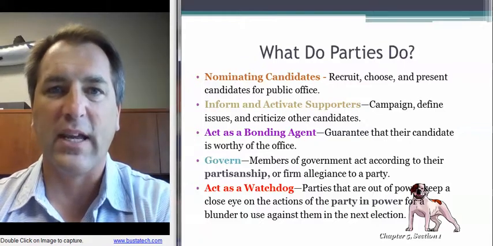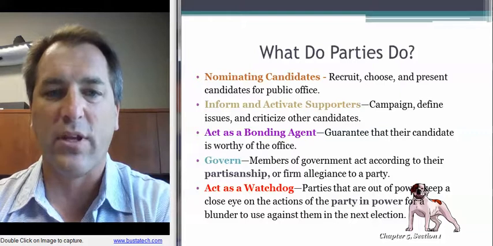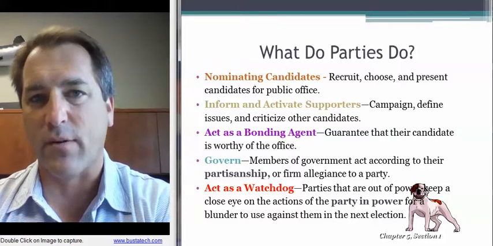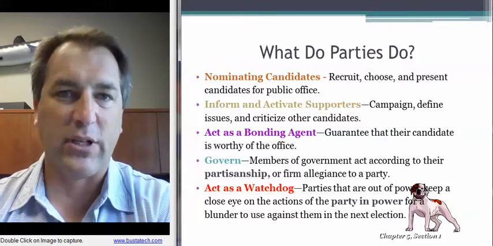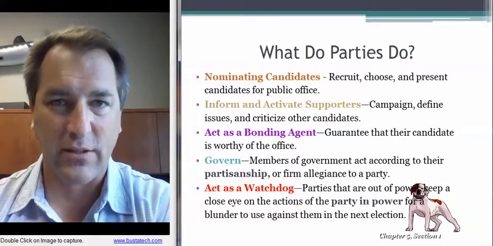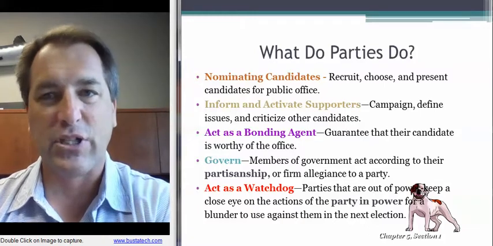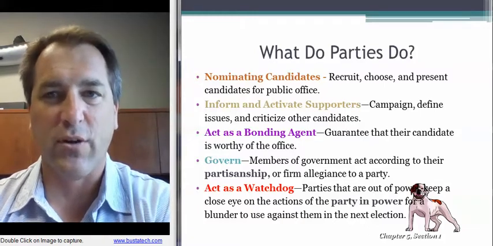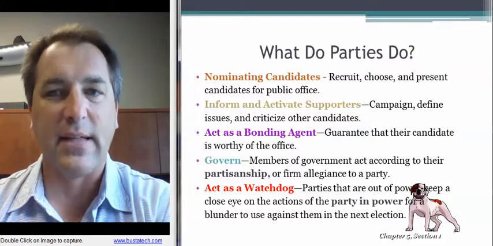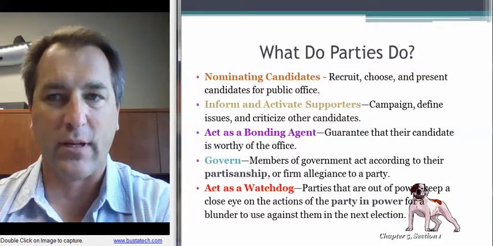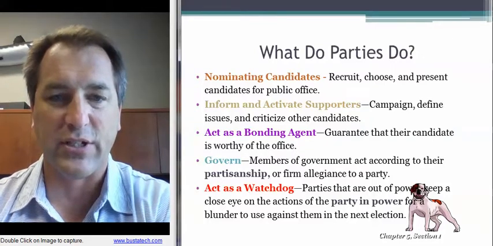Fourth, if elected, they must govern. As Napoleon said, the ox has been harnessed, and now it must plow. Same with elected officials here. Once elected, now they need to figure out and put their policies into place.